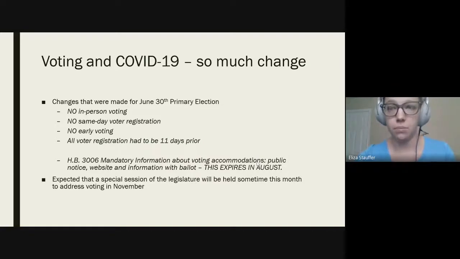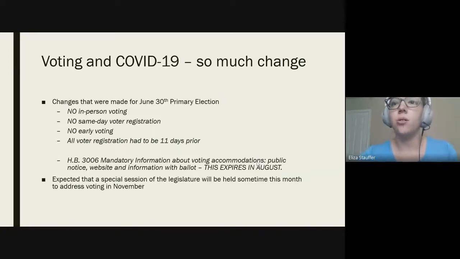And so it's really important to know about these things. So there was House Bill 3006 that was passed that required mandatory information about voting accommodations to be posted in public notice, in website, and information with the ballot. However, this expires this month. And so it's expected that there will be some special session of the legislature this month to address voting in November. So all of the information I have is simply about the last election, but I will try to keep our website up to date with new information as we learn it.